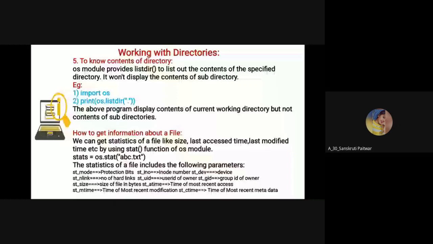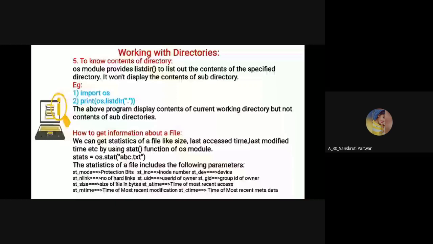So you can see the example: import os, print(os.listdir()). This program will display the content of the current working directory, but not the content of subdirectories. How to get information about a file? This is also required. Many times you require information related to a file, like when this file was created, who modified that file, who accessed that file last time, what is the date and timestamp of that file.